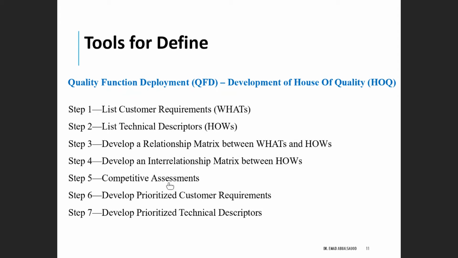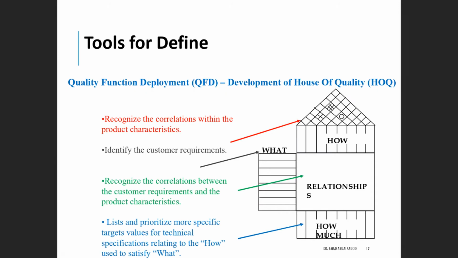The 5th step, competitive assessment. And here is the benchmarking, okay? The 6th step, develop prioritized customer requirements. So you prioritize the customer requirements, which one is the most needed until the one the least needed, or rank them, let's say. The last step is develop prioritized technical descriptors. So which of those technical descriptors are the most important, which is also based on prioritizing the customer requirements based on the results. You will see it from the matrix. We will see all that in an example, but this is how you do the house of quality.